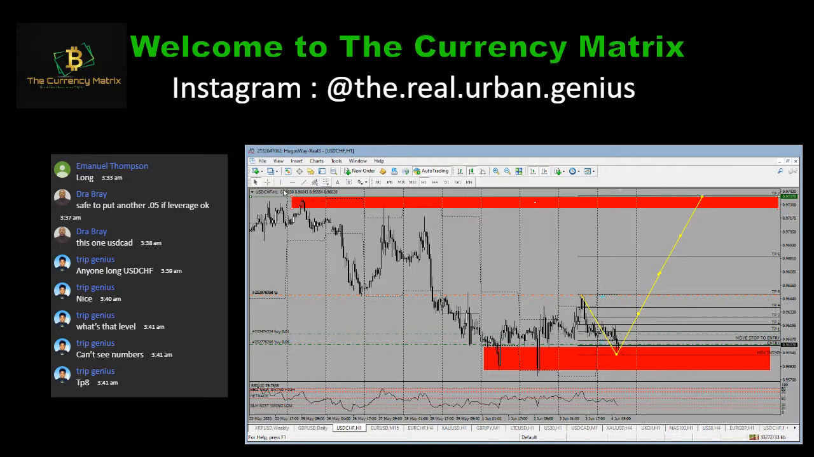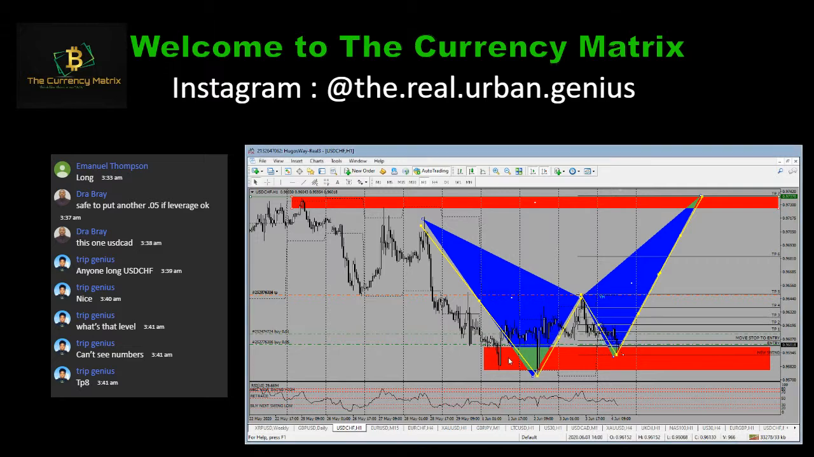Everybody make sense of that? And that W, complete W, is likely going to look like this. Also, Dre, if you're getting familiar with the harmonic patterns, this is actually a harmonic. I'll draw it for you right here. There's your harmonic for the USD CHF.